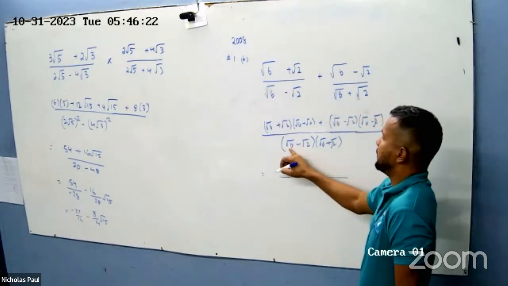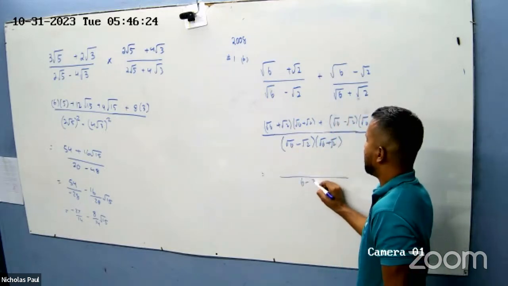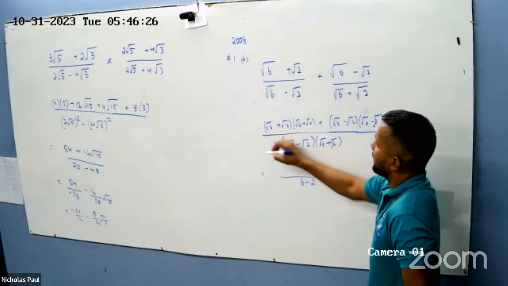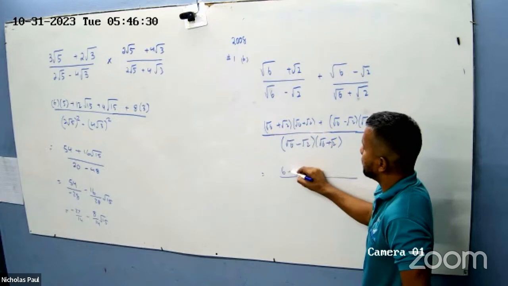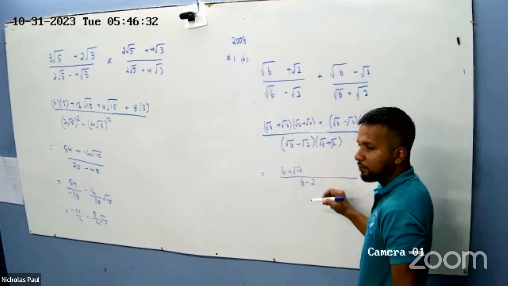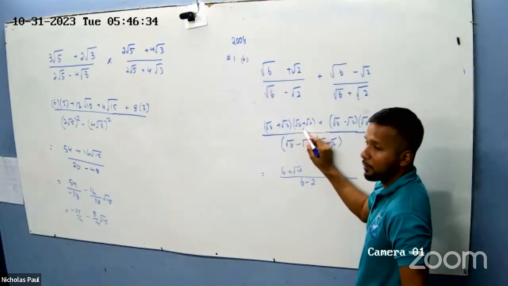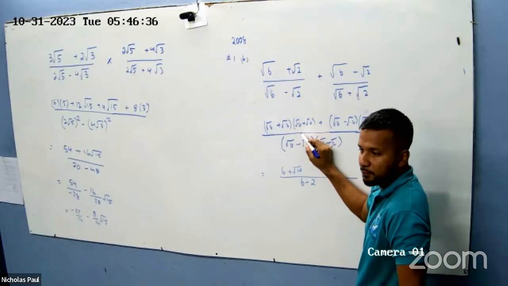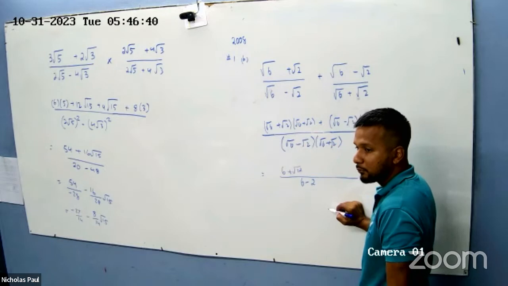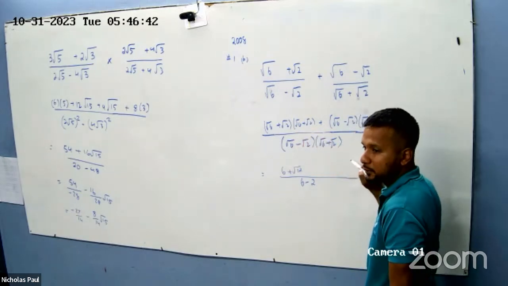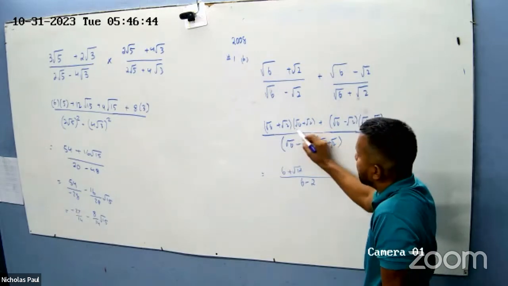Underneath here, you will get 6 minus 2. Here you will get √6 by √6, that's 6. √6 by √2, that's √12. What's √2 by √6, Shirish? What's √2 by √6? What's √2 by √6?